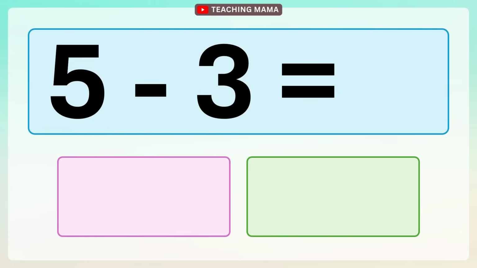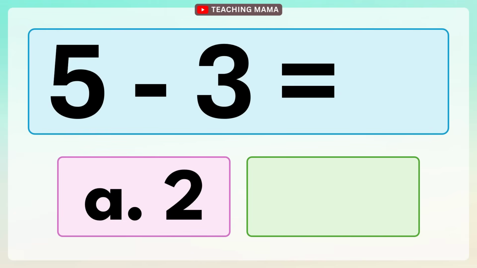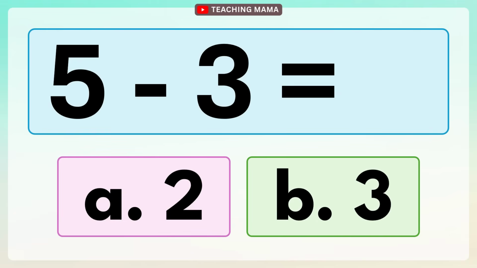5 minus 3 equals A. 2. B. 3. What is the answer? A. 2.